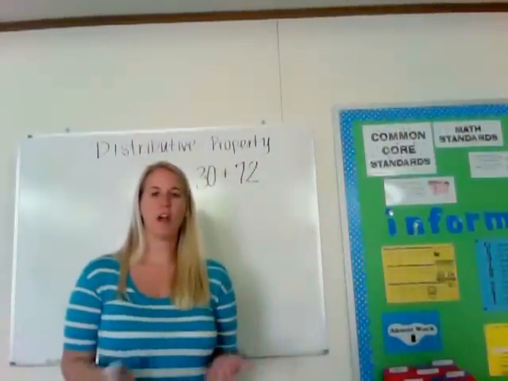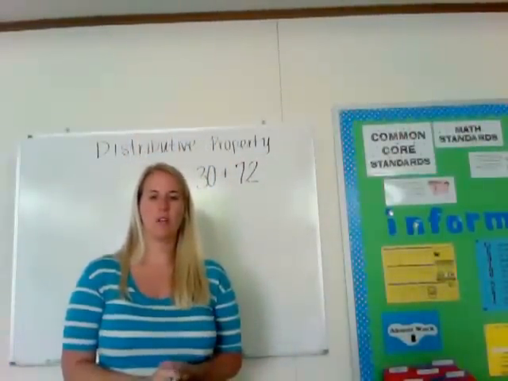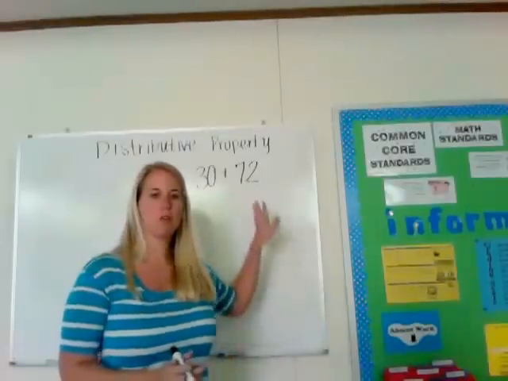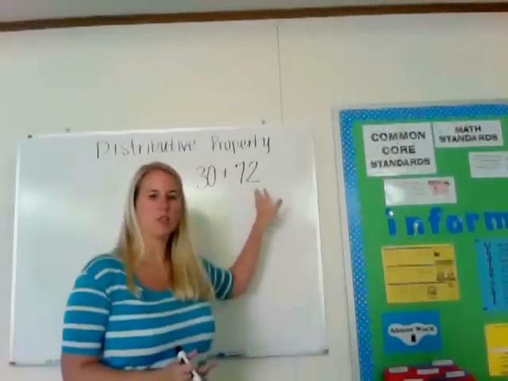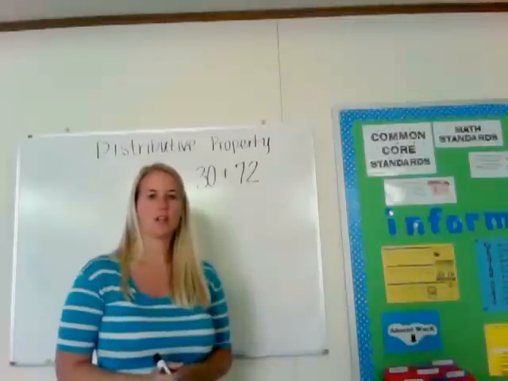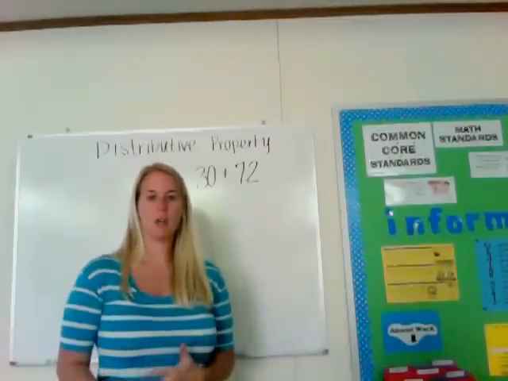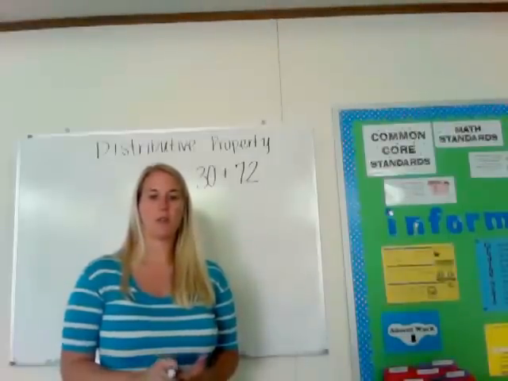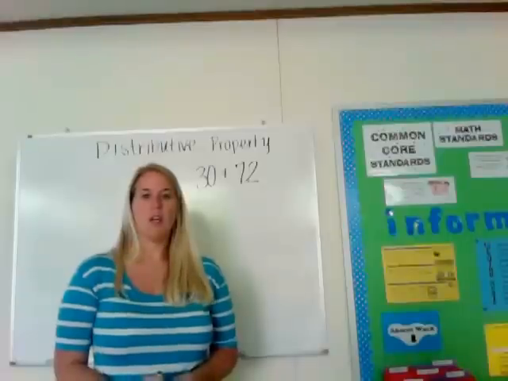Today we're going to learn how to use the distributive property. To use the distributive property, we need to be able to write this sum, 30 plus 72, as a product of the greatest common factor of those two numbers times another sum. In order to do that, the first thing we need to do is figure out what the greatest common factor is. In order to do that, we're going to use our factor ladder.